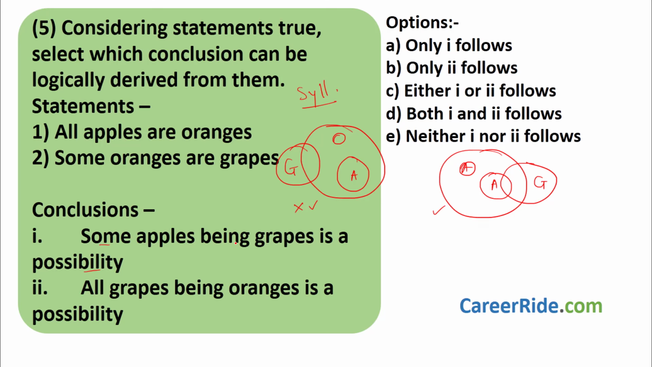So here this possibility is true, where some apples being grapes is a possibility. Here the possibility is not true, so valid conclusion. Next, all grapes being oranges is a possibility. Over here it is not true, here not true.